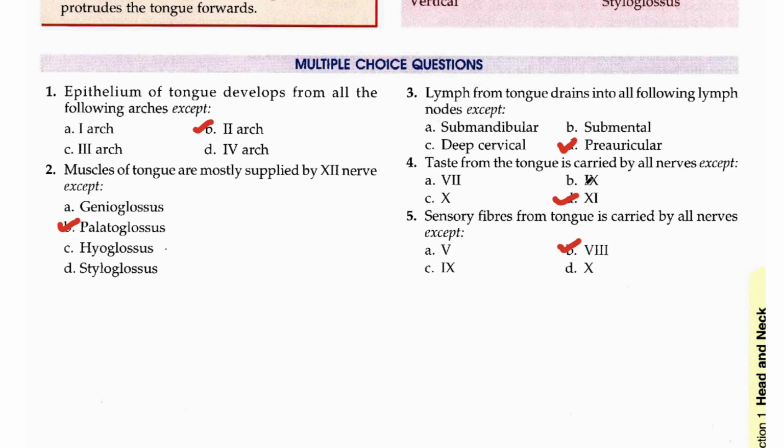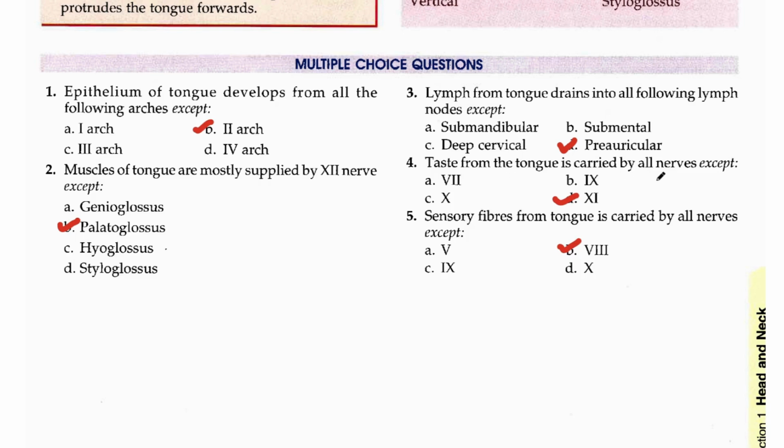Over here, we'll just quickly solve 5 MCQs. Epithelium of the tongue develops from all arches except the second arch. First arch is your anterior two-thirds, third arch is the posterior one-third, and fourth arch is the posterior most. Muscles of the tongue are mostly supplied by the 12th nerve, that is the hypoglossal nerve, except palatoglossus. We have already learned. Lymph from the tongue drains into all of the following except preauricular. Submental is your tip of the tongue, submandibular is your anterior two-thirds right and left halves, deep cervical is your posterior.